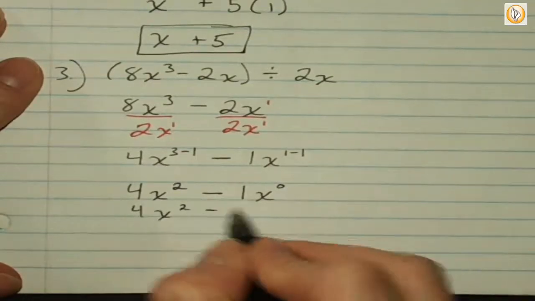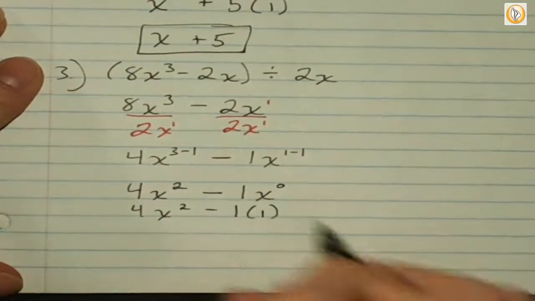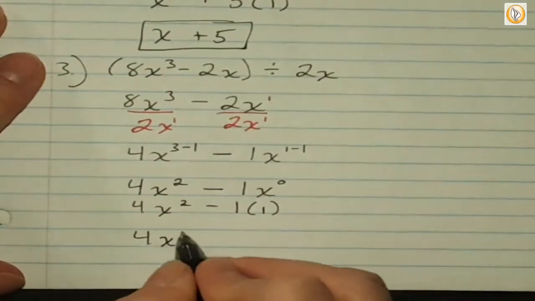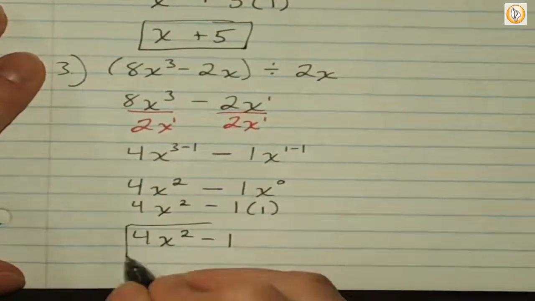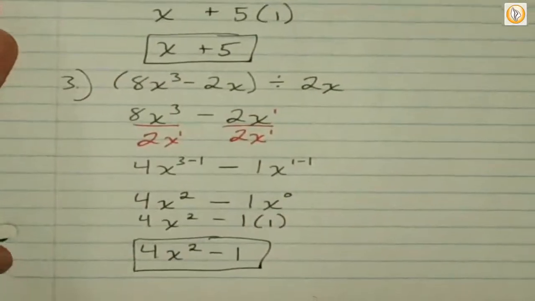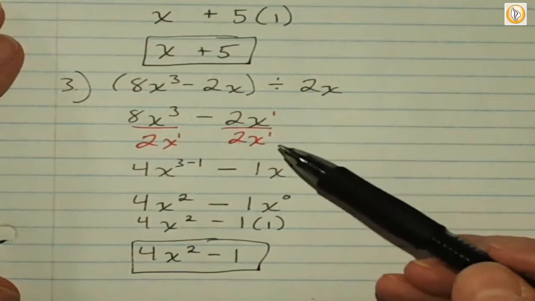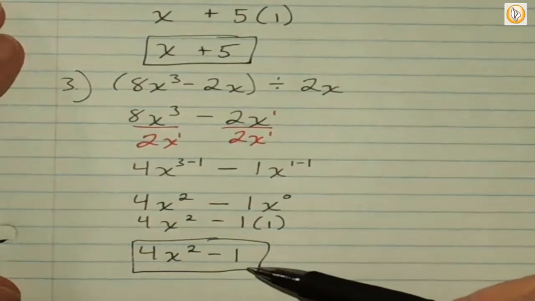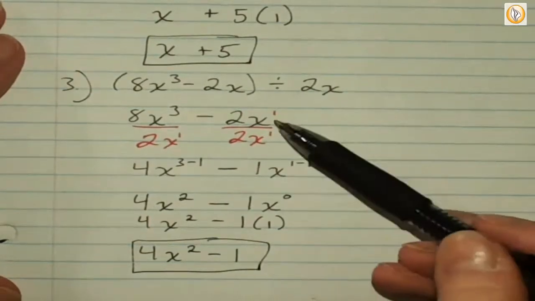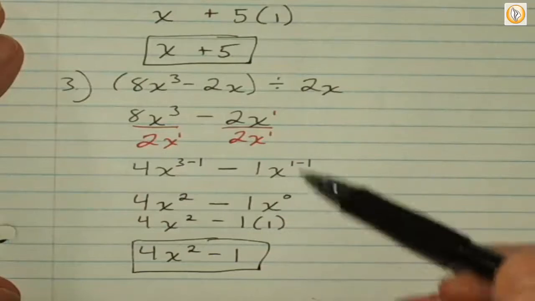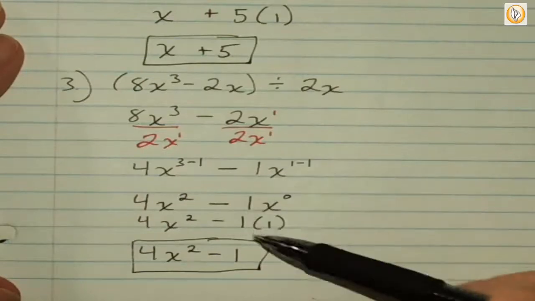So that's basically 1 times 1, which is 1. So here's your answer. Now, some of you are going to get to the point where you're like, well, 2x divided by 2x is 1. See what I'm saying? 2x divided by 2x is 1. And you can skip this part because you figured that out.